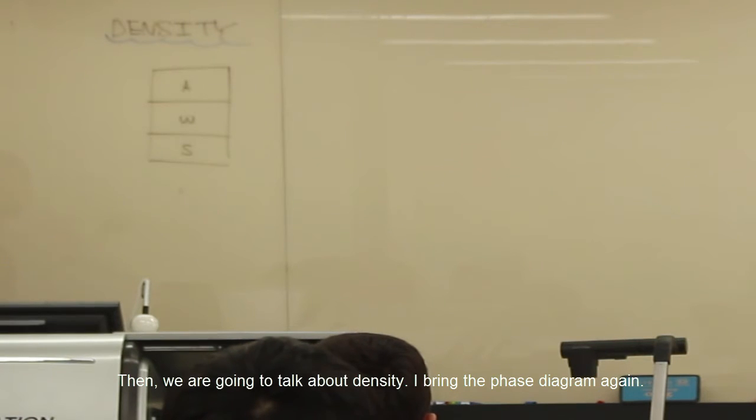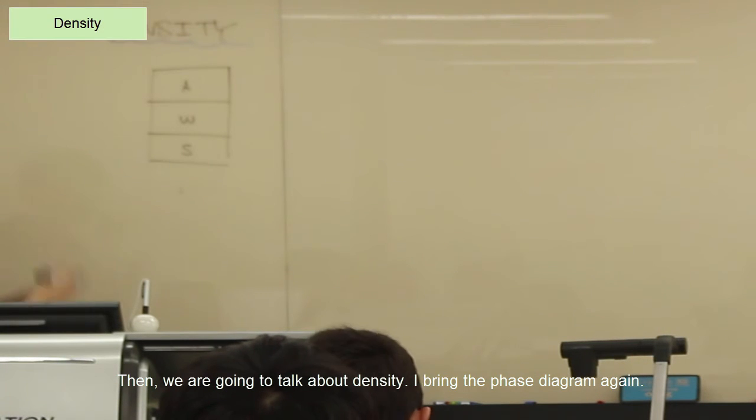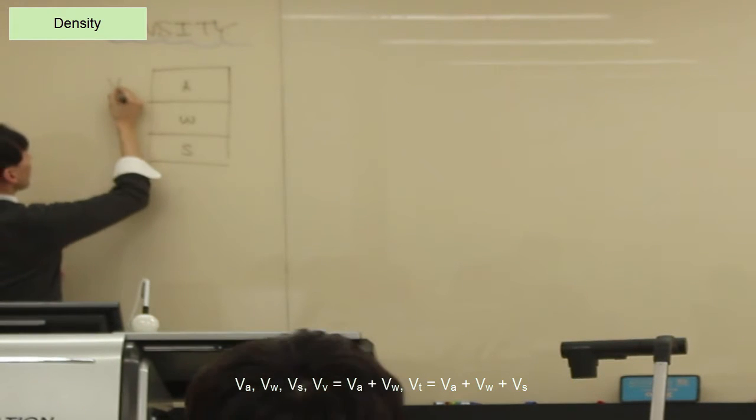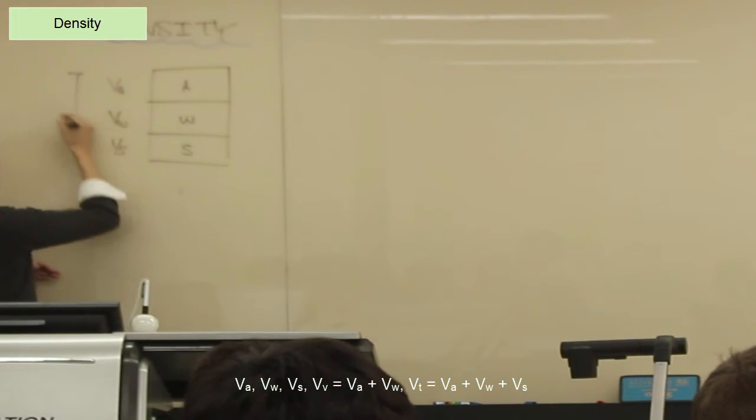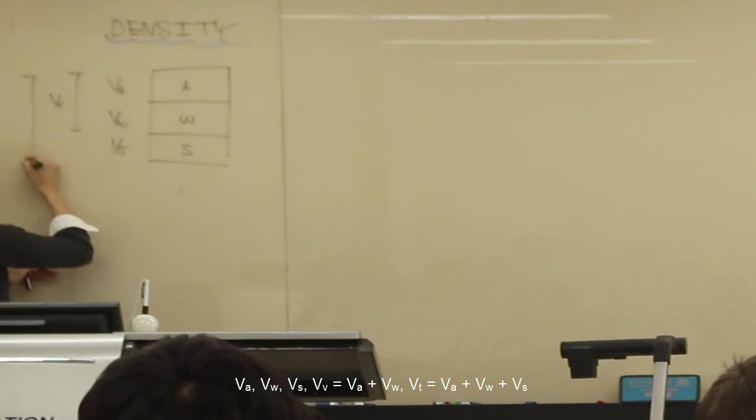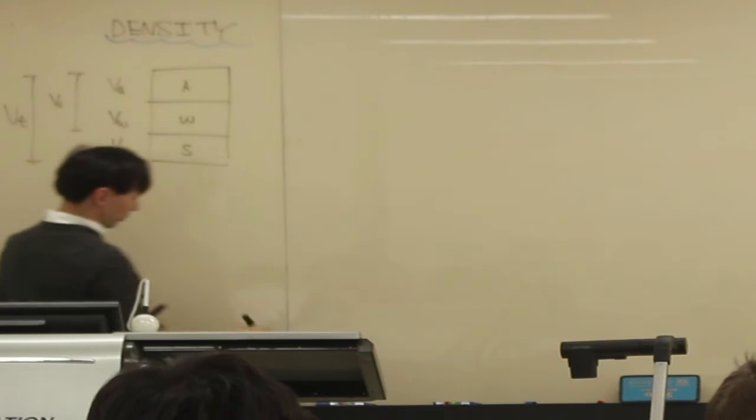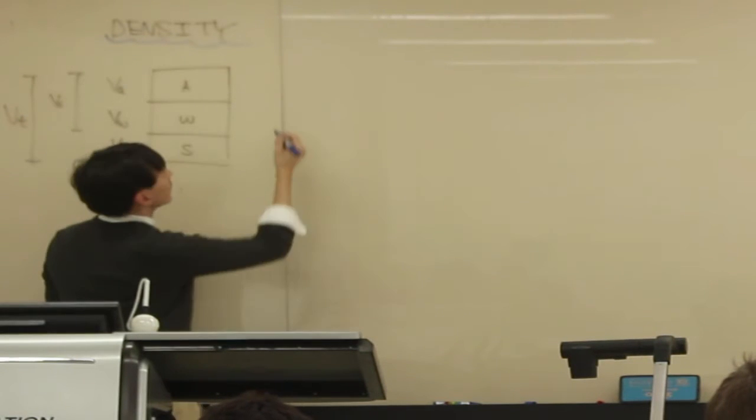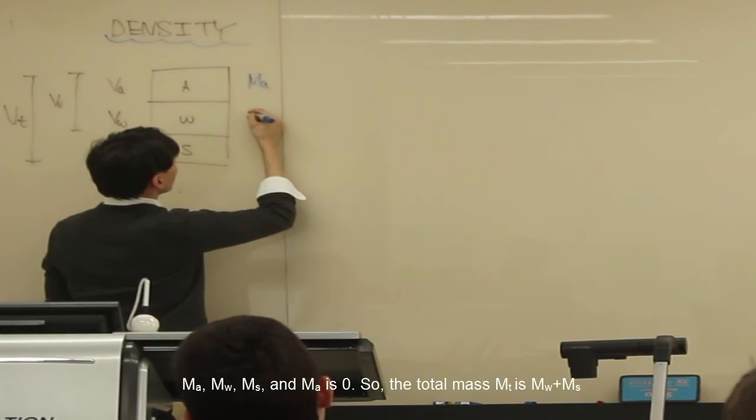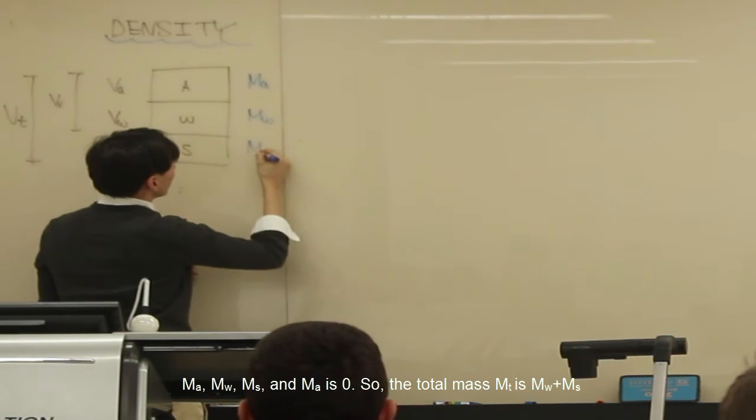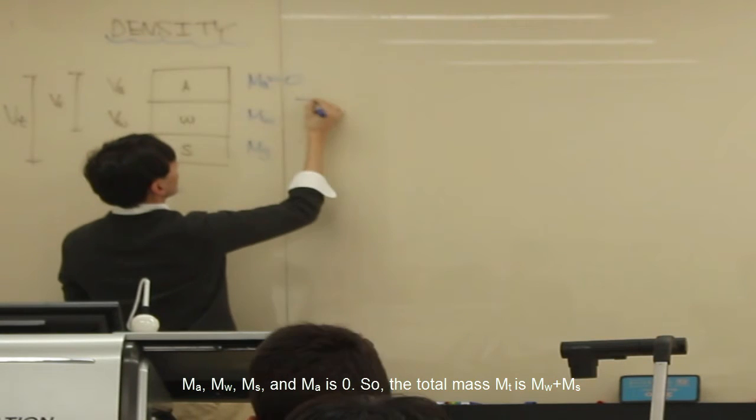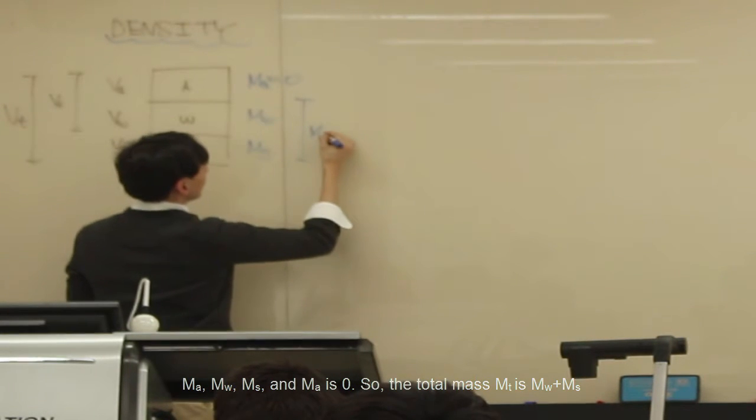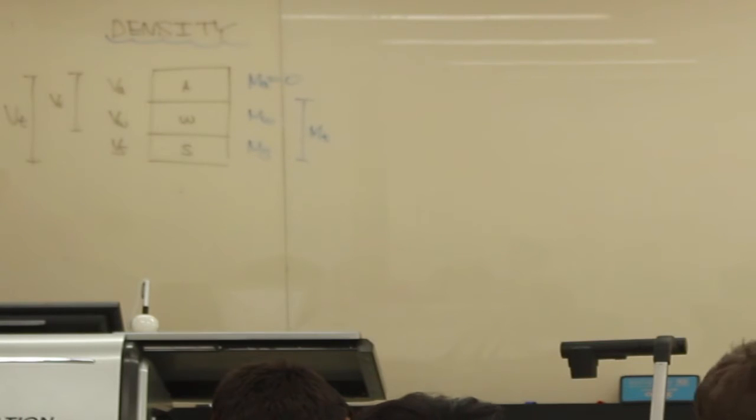Then we want to talk about the density. I brought the phase diagram again. We have air volume, water volume, solid volume, and void volume. And we have air mass, water mass, and solid mass. The air mass is 0, so this is the total mass.